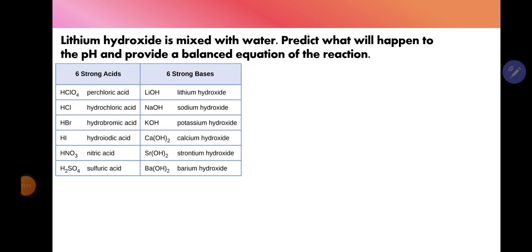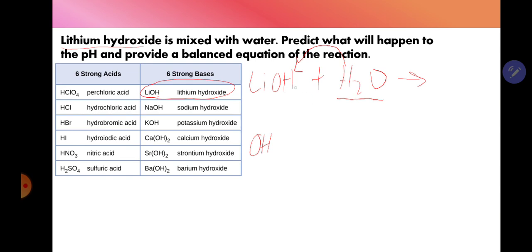The bases are a little bit different, so we're going to go through this one. So let's say we have lithium hydroxide, this guy right here, and we're going to mix it with water. Well, lithium hydroxide is a base, so the base is going to want to take up a hydrogen. So this hydrogen right here is going to want to go hang out with that hydrogen over there. Well, because this water right here loses a hydrogen, we get some OH ions.